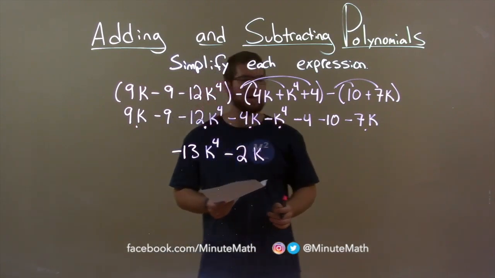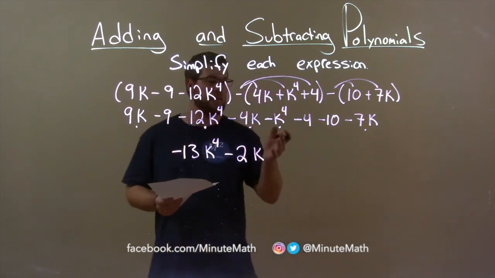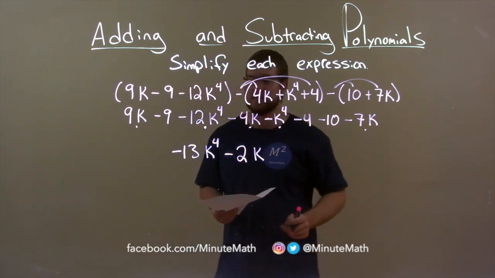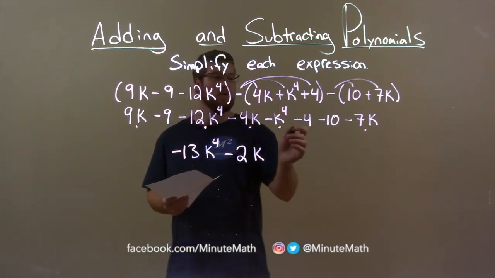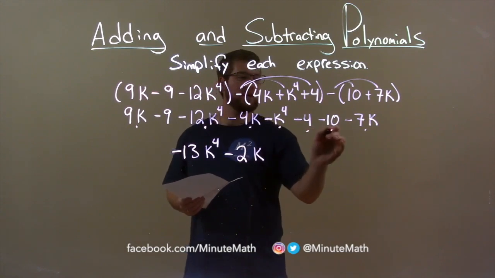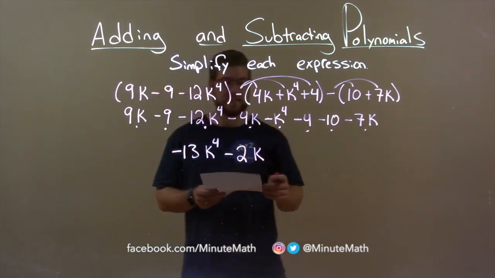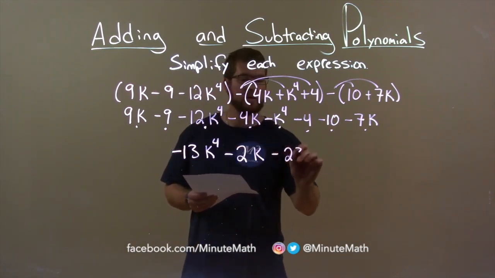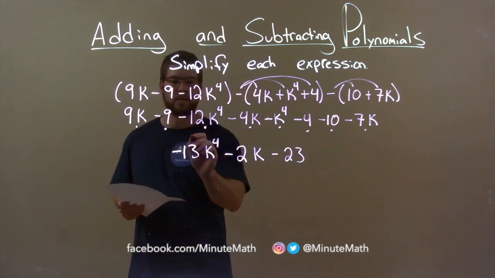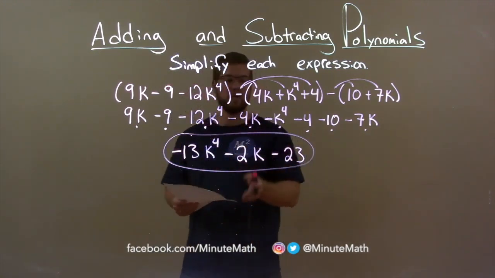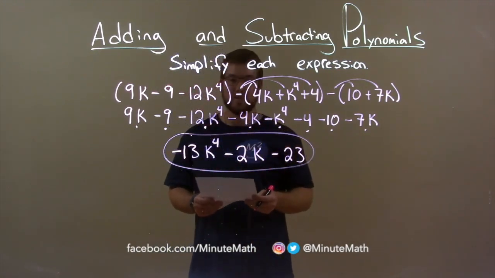Got all those combined. So now let's look at the last part, which is just our numbers. Minus 9, minus 4, and minus 10. Okay? Well, let's combine minus 4 and minus 10 is a minus 14, and then a minus 9 comes out to be a minus 23. So a minus 23 here, brought all of our numbers down, and there we have it. Our final answer is minus 13k to the 4th minus 2k minus 23.